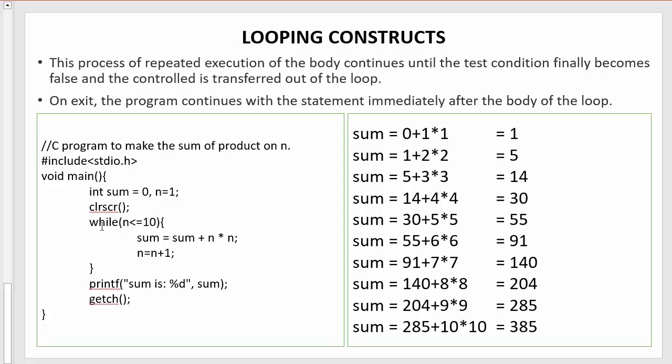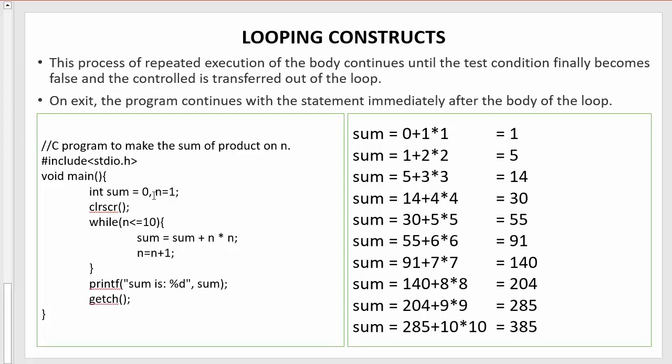Then I have started a while loop, and I am executing this while loop until the value of n becomes less than or equal to 10. So let us first see how this while loop works in this example. Here I am trying to make the sum of product of n. Suppose I have entered 10, that means 10 times this while loop is going to execute.